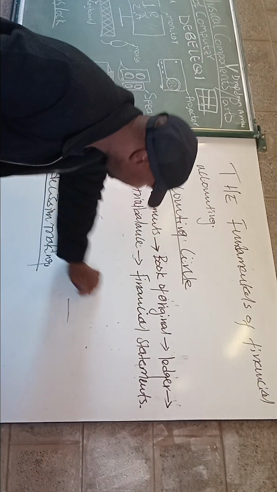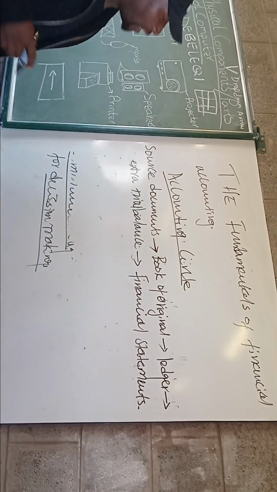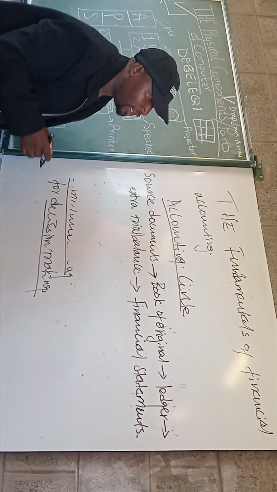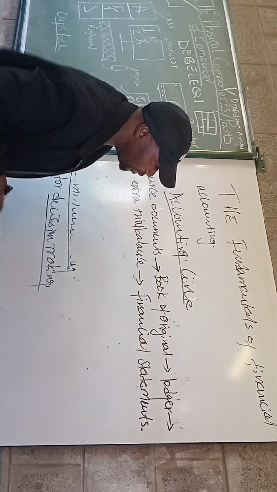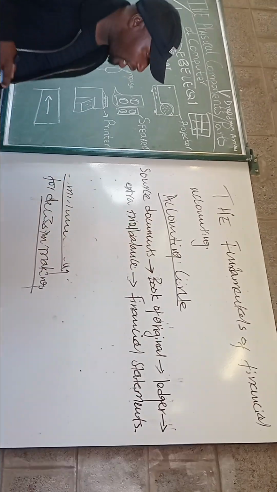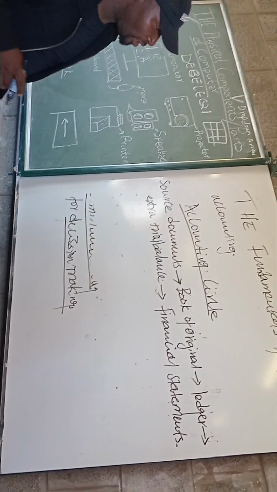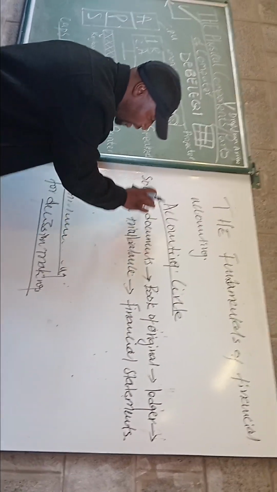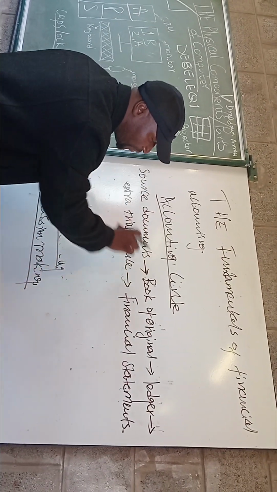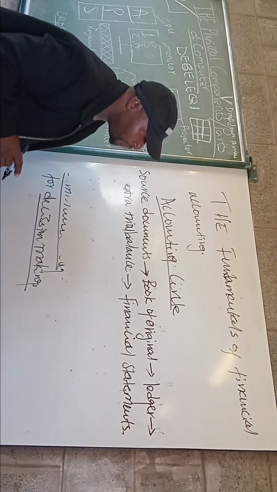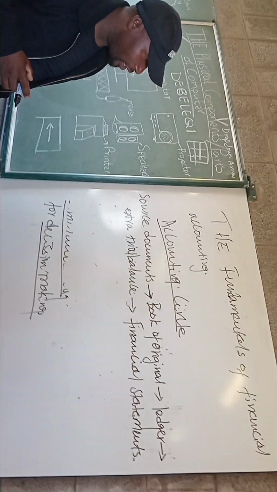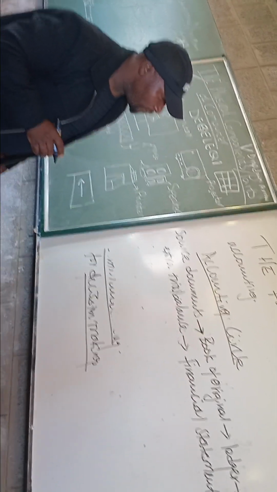Now, for the next video, we are going to discuss the source documents and the books of original entry, in which the information after collection from the sources will first of all be recorded. This means we will have to collect, we classify, then we record in the books of original entry. So this is going to be our next topic for discussion.